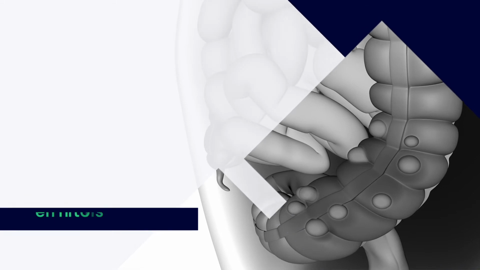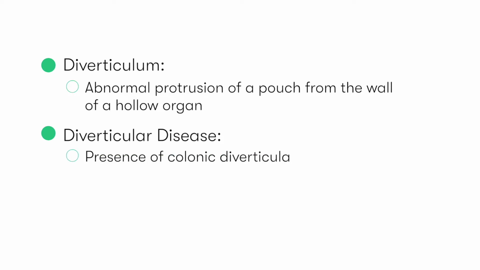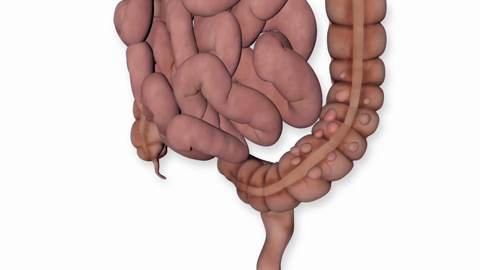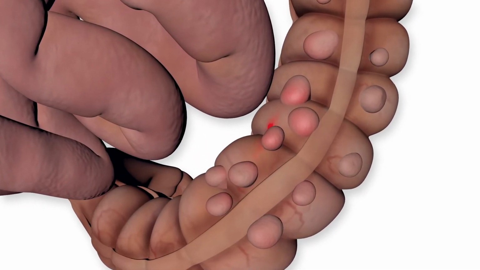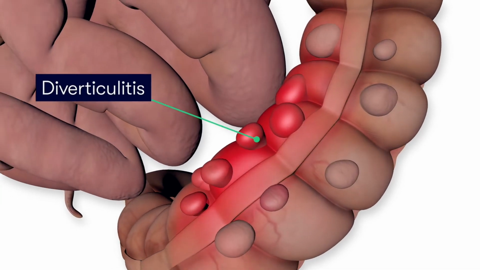We'll kick off by looking at some definitions. So we define a diverticulum as an abnormal protrusion of a pouch from the wall of a hollow organ. Diverticular disease refers to the presence of these pouch-like protrusions in the walls of the colon, whereas diverticulitis refers to the state in which there is active inflammation which is associated with the presence of diverticular disease. So as we can see in this picture, there are multiple diverticula present, but also evidence of inflammation, thus making this diverticulitis.